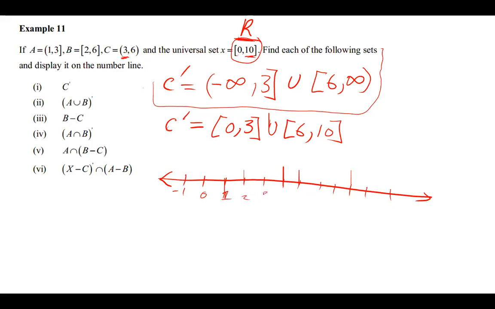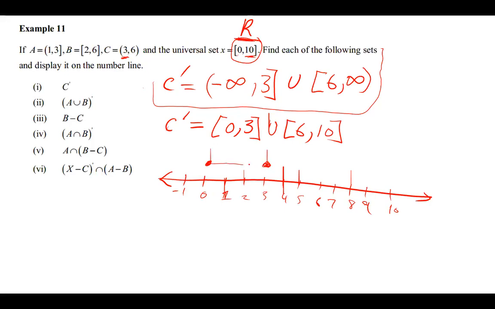You have 2, 3, 4, 5, 6, 7, 8, 9, 10. So from there, you can just put your set there. So this one is starting from 0 to 3. So from 0 to 3. Of course, it's shaded on both ends because it's closed on both ends.